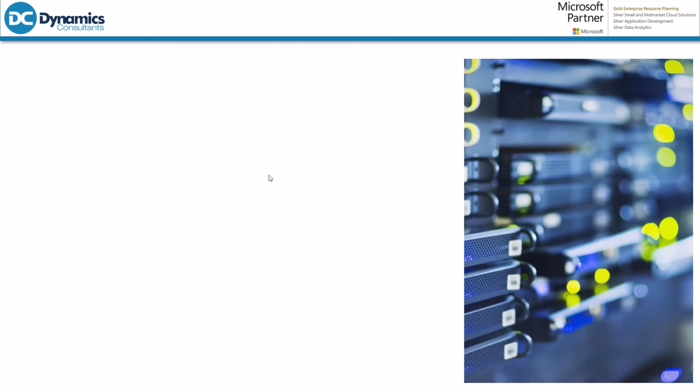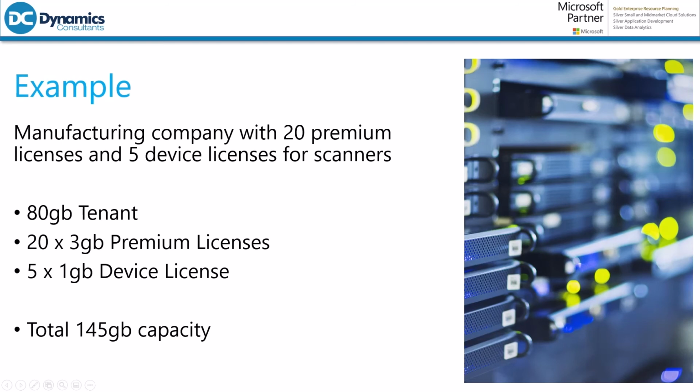In a very simple example, if you're a manufacturing company with 20 premium licenses and 5 device licenses for scanners, for instance, to be used in the manufacturing or warehousing process, you'll get the following allowances. You get your initial 80 gigabyte tenant, 20 lots of 3 gigabytes for your premium licenses, and 5 lots of 1 gigabyte for your device licenses, giving you a total capacity of 145 gigabytes, which is obviously a vast increase over the standard 80, and that's probably a more realistic total for a business that's looking to use the system for a number of years as they grow.